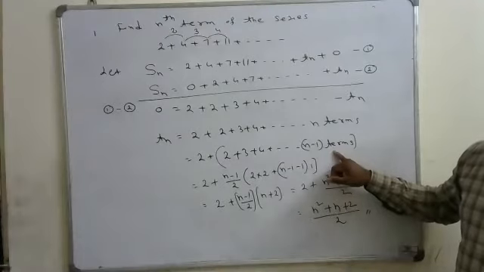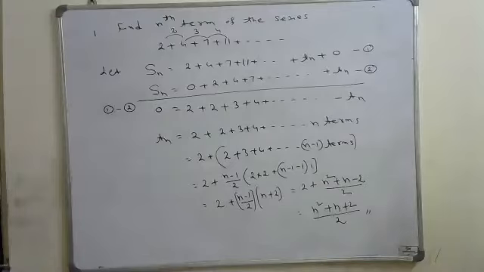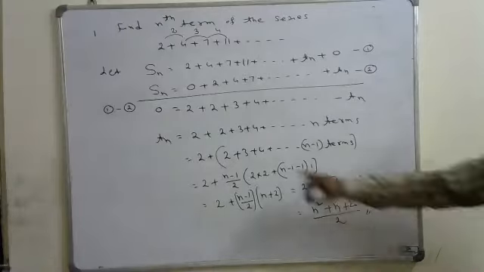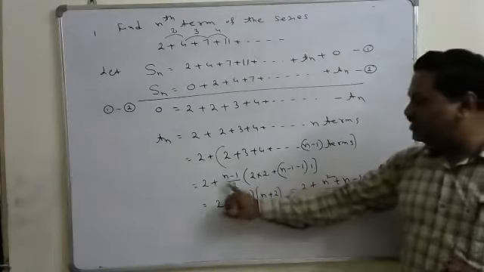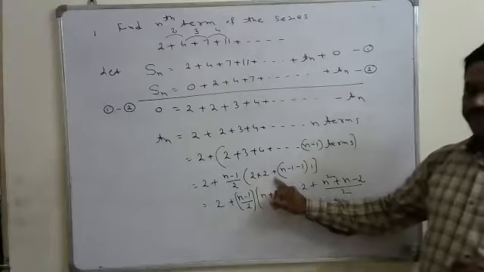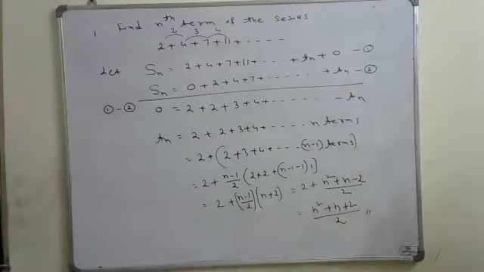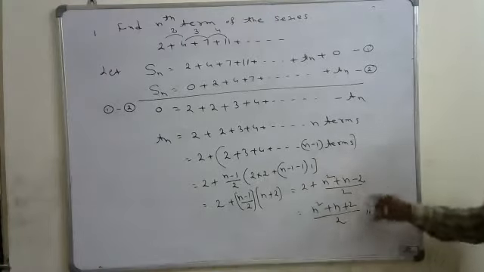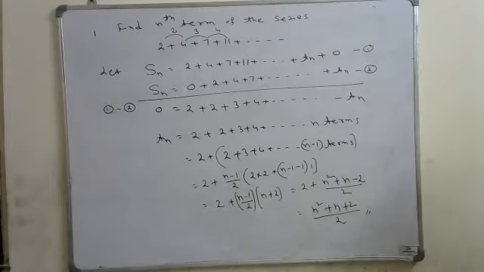Then we will apply the formula for the sum of the n minus 1 terms of the AP, that is n minus 1 by 2 into 2a plus n minus 1 minus 1 into d. If you simplify that, this is what we get, that is the nth term of that particular sequence. Okay, so write that down.